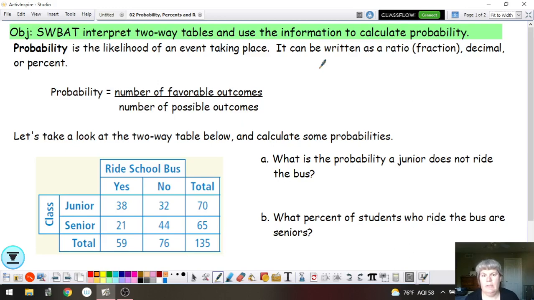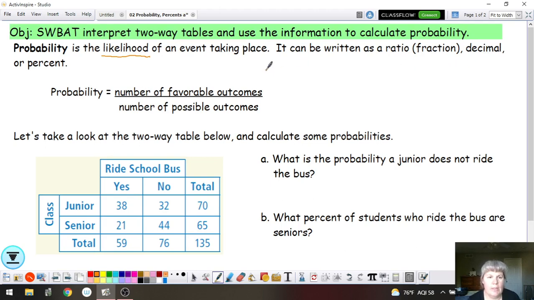It's Mrs. Garble here, and in this video I'm going to talk to you about how we can find probability, percents, and relative frequencies from our two-way tables. Probability is the likelihood of something taking place, of an event taking place. And probability can be written in three different ways. It can be written as a ratio or fraction, a decimal, or a percent.